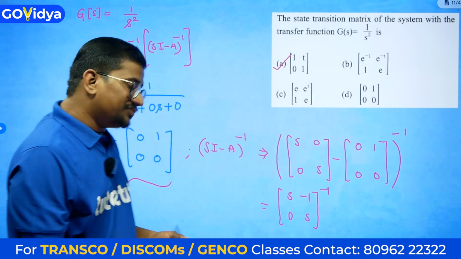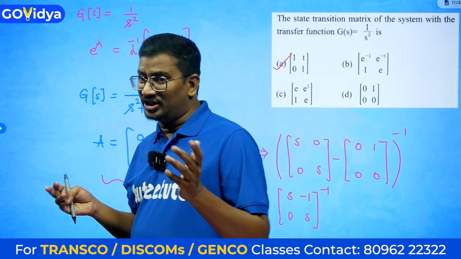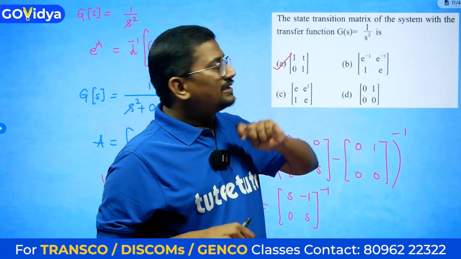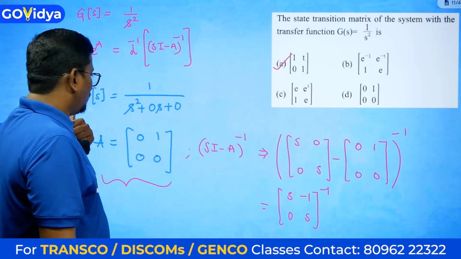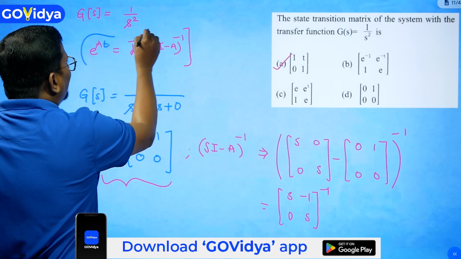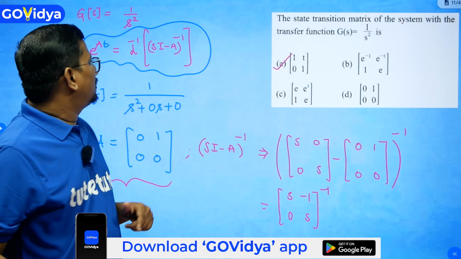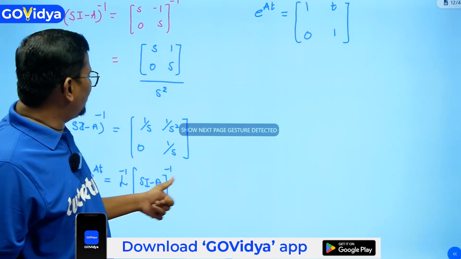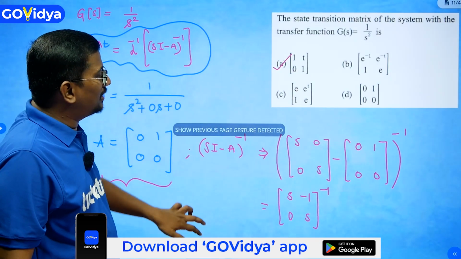Till now we have seen questions used to calculate the transfer function from state space, state space from transfer function, and identifying the C, A and B matrices. But we have extended a little bit above it, that is the state transition matrix, e power At, which is the inverse Laplace of (sI minus A) whole inverse. So the Laplace inverse of 1 by s square is t only. Now let us see the next question.